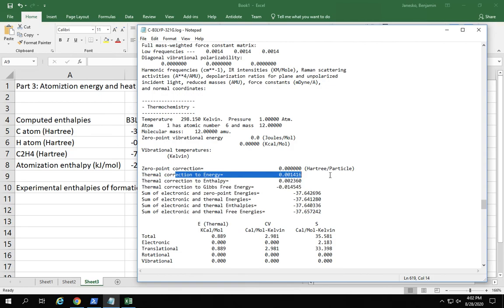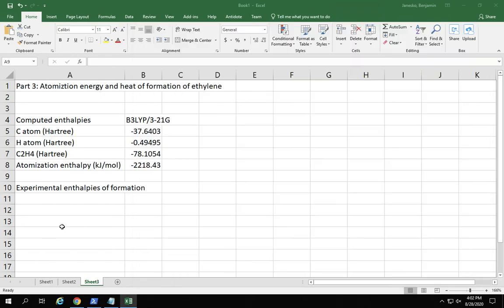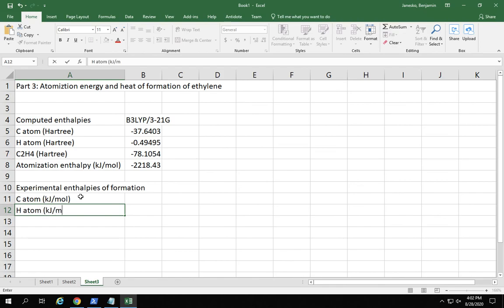Thermal correction to energy, I'd like you to try and figure out where that number comes from. Double check where the thermal correction to energy comes from for atoms. But alright, anyway, experimental enthalpies of formation: carbon atom in kilojoules per mole and H atom in kilojoules per mole. You'll need to find those numbers. You'll need to find some reference values.